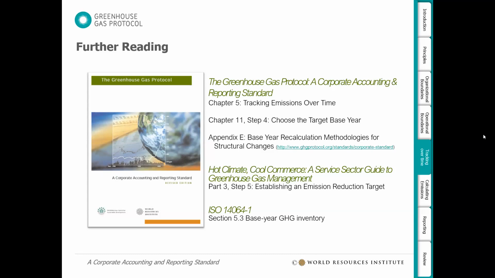Logan states that, I understand that opening a new factory would not cause recalculation. I assume this is the same for opening a new office. And yes, you're correct. Organic growth relates to openings of new factories, offices, or any units. Okay, it doesn't matter whether it's a factory or office or something else, it's still a form of organic growth and would not trigger recalculation of the base year inventory.